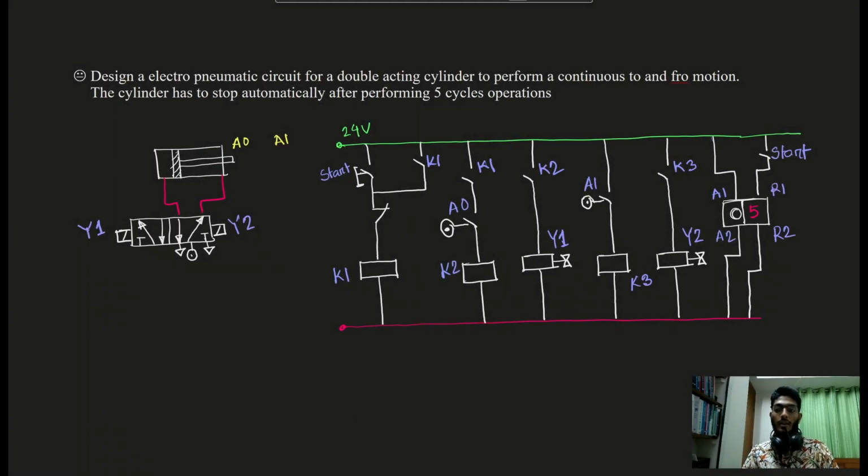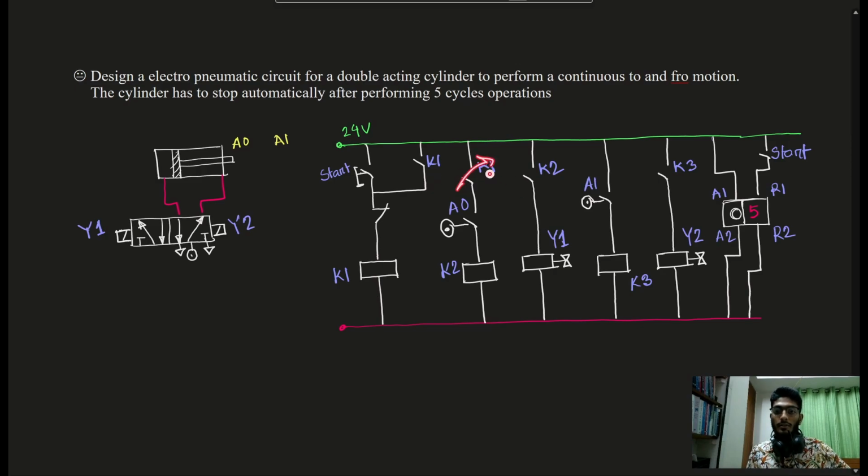Now let me explain the working principle of this circuit. So at first I will press the start push button. What will happen is that a signal will form. K1 actuates, the relay energizes. So this contact closes. Then a permanent connection is made, because of the latching concept, you already know this.